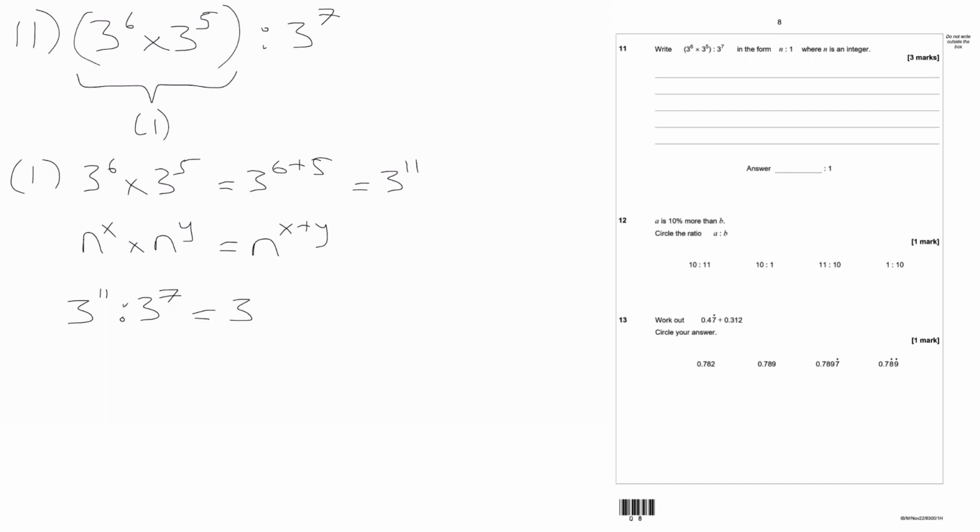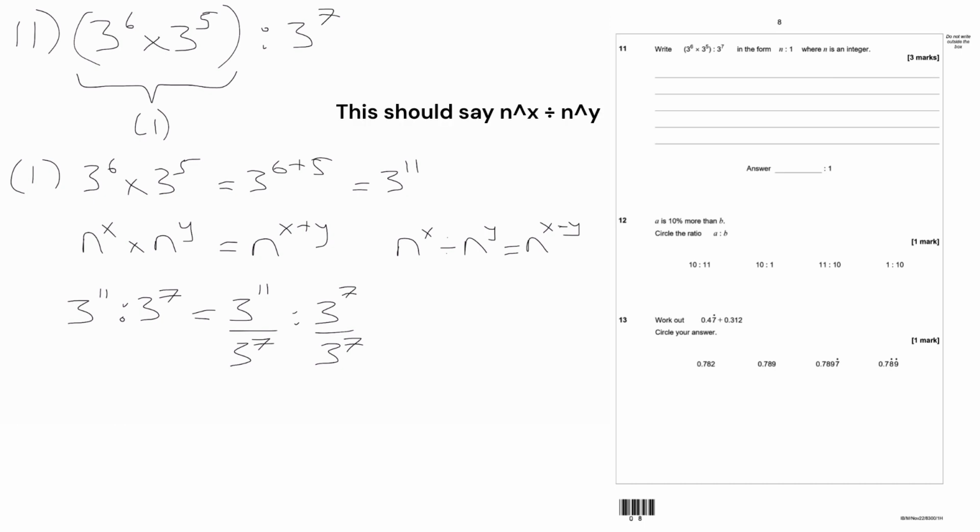What I'm going to do here is I'm going to divide both sides by 3 to the 7. So on the left hand side we have 3 to the 11 over 3 to the 7. And the rule we can use here is that if we have n to the power of x divided by n to the power of y, this is equivalent to n to the power of x minus y. So this would be equivalent to 3 to the power of 11 minus 7.